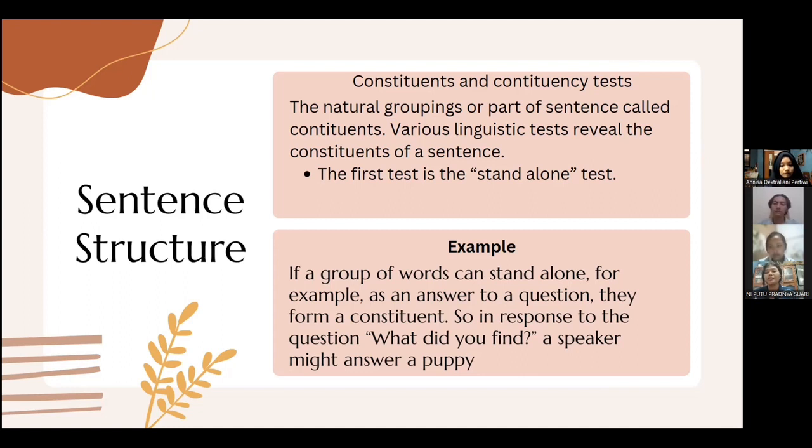So in response to the question, what did you find? A speaker might answer a puppy. So a puppy can stand alone. But if the speaker answers with found a, it can't stand alone. Next one.